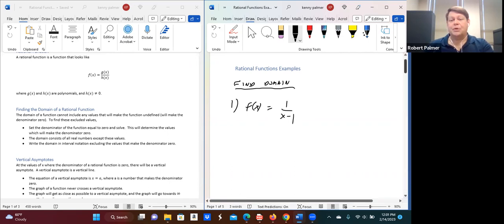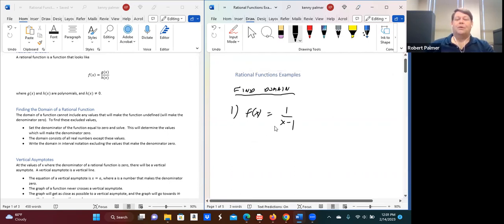Okay, so in general, for your domain, you want the values of x you can plug in. And for real functions, you can't include anything that'll make it imaginary, like a negative under an even root, or anything that's going to make it undefined. And that's what we focus on here with rational functions. That's what's most likely to be an issue. So as it says, the domain of a function cannot include any values that will make the function undefined, and those values will make the denominator zero. So to find these values, we take our denominator, set it equal to 0, and solve.